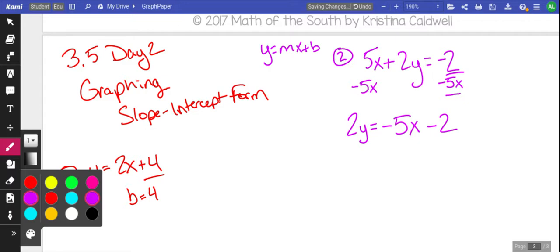And I would usually try and put the x term before just the constant, just so it's in that right format. It's not wrong. I'm not going to count you wrong if you put -2 and then -5x, but you're less likely to make a mistake if you keep it in that same order.